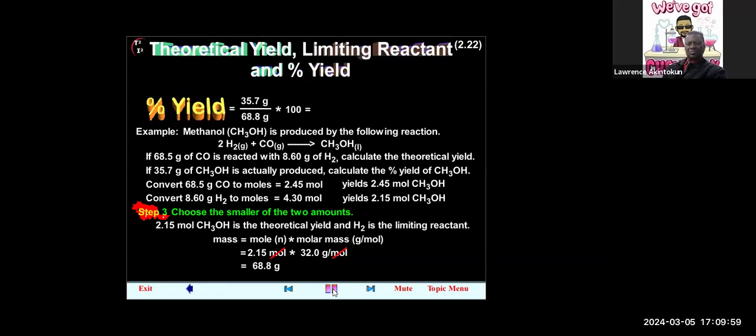Equals 52.0%. All right, remember that 68.8 grams is your theoretical yield, and 35.7 grams was given as the actual yield. So to get your percent yield, it is actual yield over theoretical yield times 100. That is what we have at the top. And that will give us the 52.0% yield.